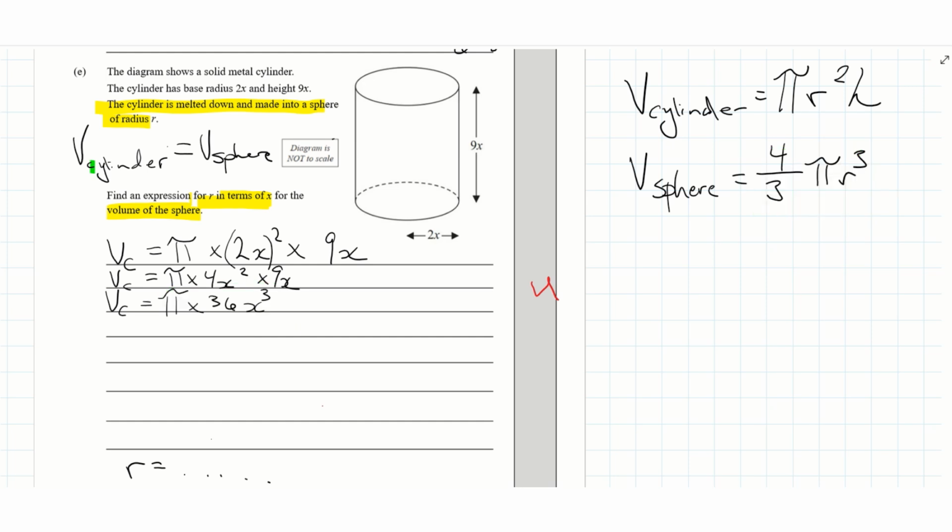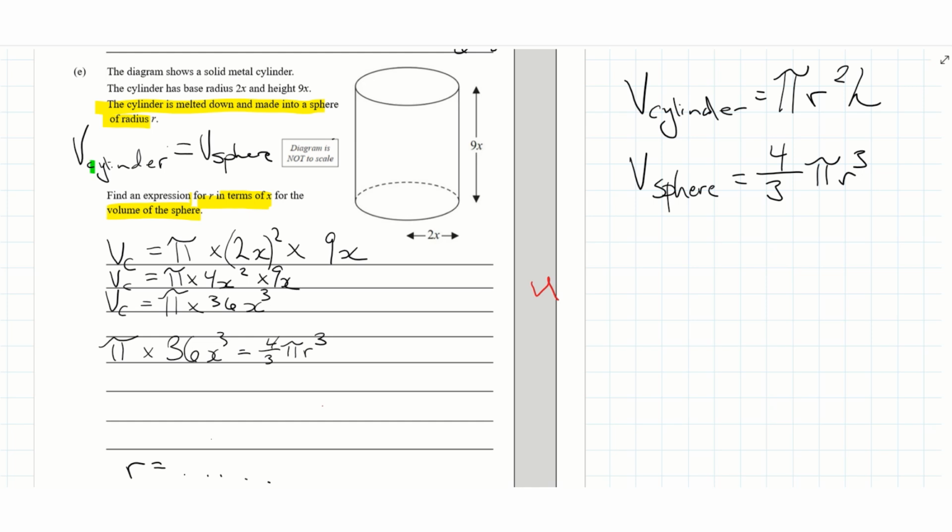So taking those two things into account, I'm going to do pi times 36x cubed is equal to 4/3 pi r squared. Wait a second. What are you doing, Joseph? This is a common error as well, right? I haven't transferred my equation well. This is not the same as that. It should be r cubed. So just double check your work there.